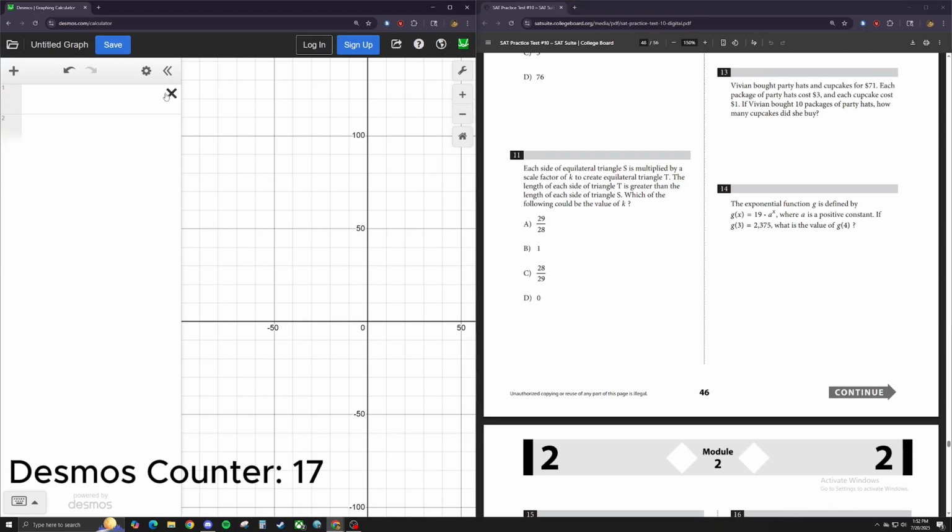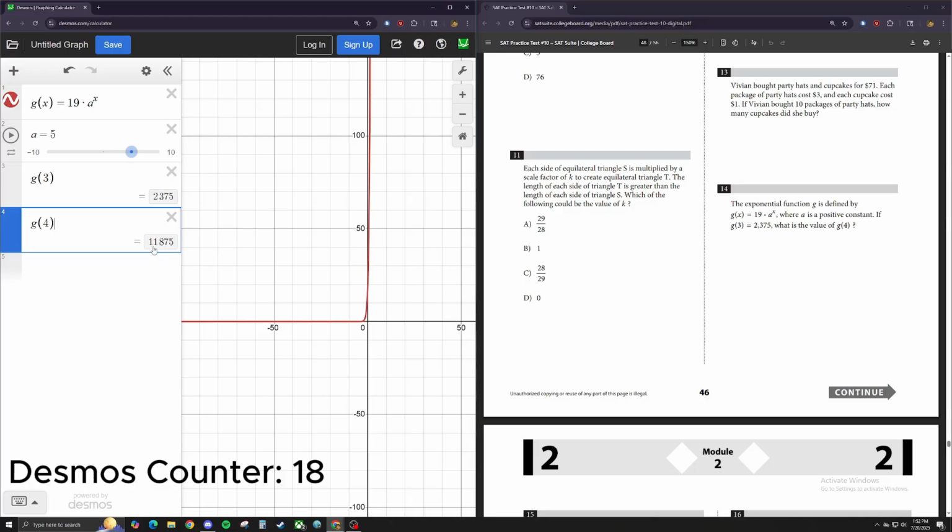Okay, 14, you could definitely use Desmos. You say g of x is equal to 19 times a to the x, and you make a slider for your constant a, and say, okay, you just need to keep moving the slider around to see at what point g of 3 is equal to 2,375, right? So g of 3 is 19 when a is 1, and then you keep playing around with this until you get 2,375. So a is 5. So now that a is 5, you just type in g of 4 and get your answer, 11,875.